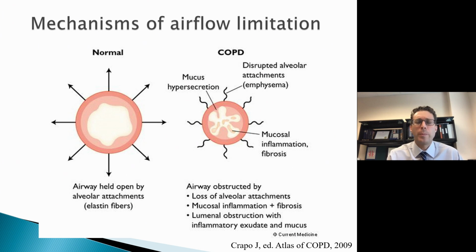So how do these pathologies lead to airflow limitation? Normally the airway is held open by the alveolar attachments, mostly comprised of elastin fibers, whereas in COPD, especially in emphysema, we've lost those alveolar attachments holding the airway open. We have inflammation and fibrosis in the airway lumen, and mucus hypersecretion, all of which lead to airflow obstruction.